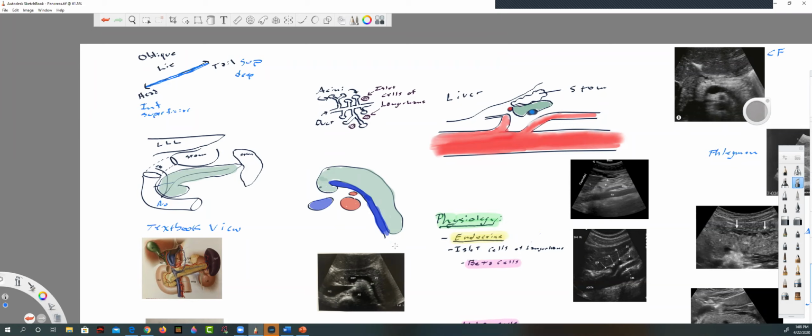And so that's why this is deep down here, and this is superficial up here. Okay. Let's make sure I'm on my notes. The head is most inferior, nestled in the C loop of the duodenum. Check and check. Then the head also has an uncinate process. Let's write that down.